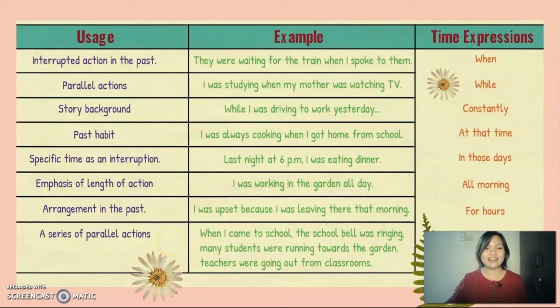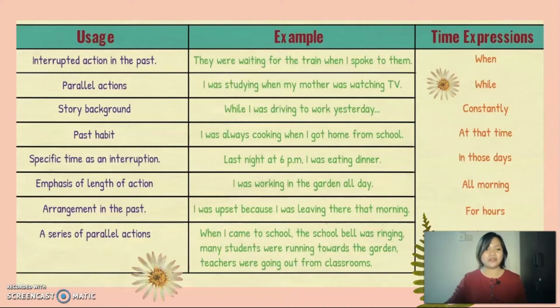Specific time as an interruption. So last night at 6 p.m. I was eating dinner. So when was it? Last night at 6 p.m. So at 6 p.m. I was eating dinner.